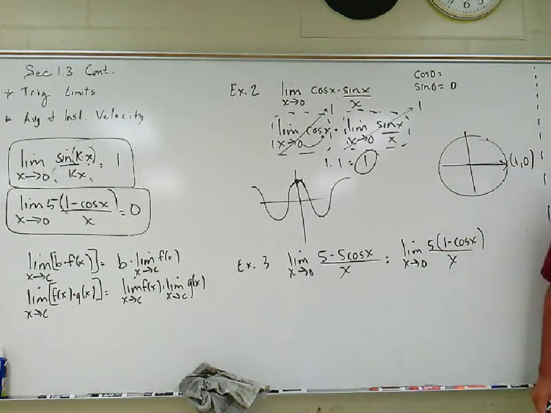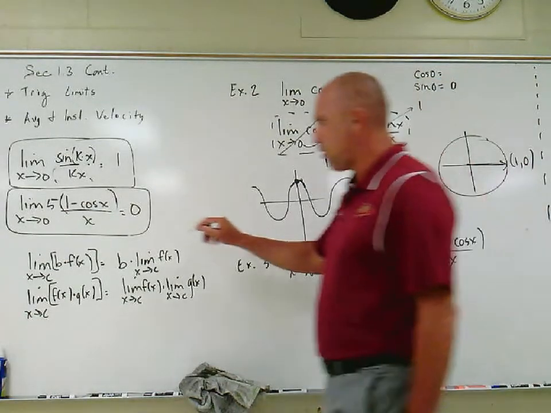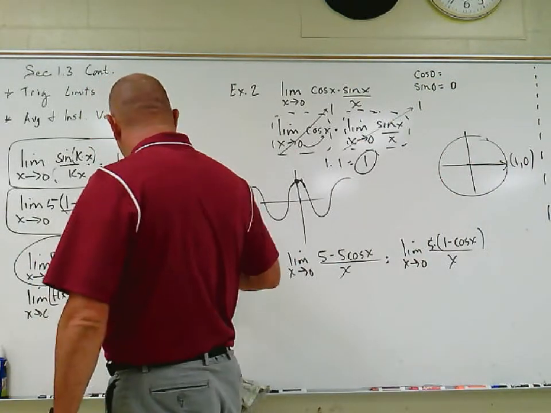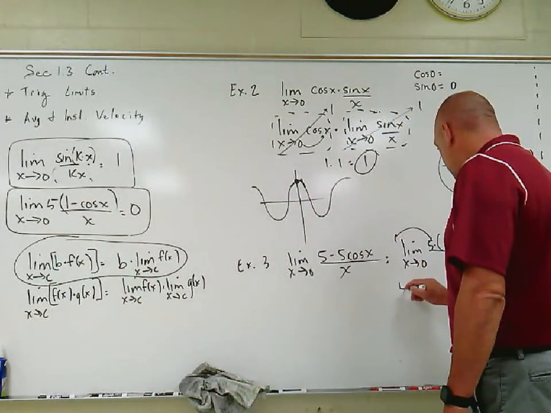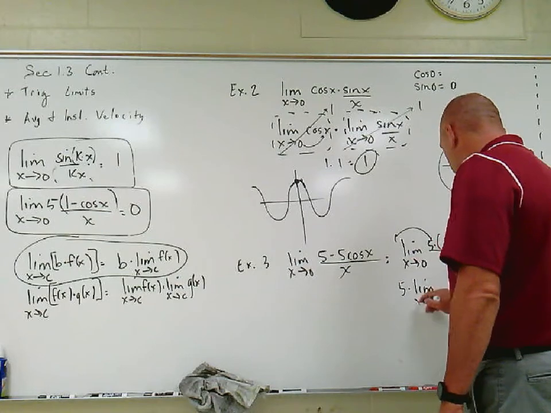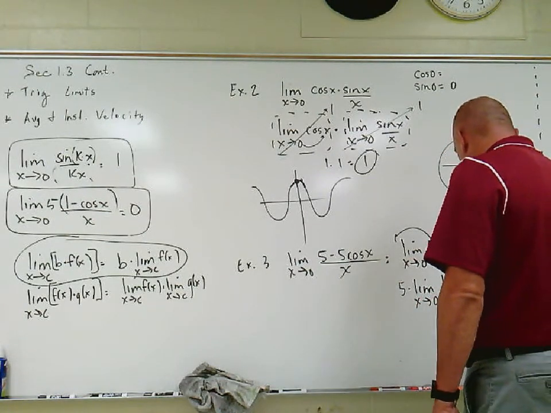As you know, last year, as your teacher, I stressed the ability of factoring on a daily basis. So now that I've factored, if I use my property here, I have a constant multiplied. I can take that constant out: 5 times the limit as x goes to 0 of 1 minus cosine x over x.